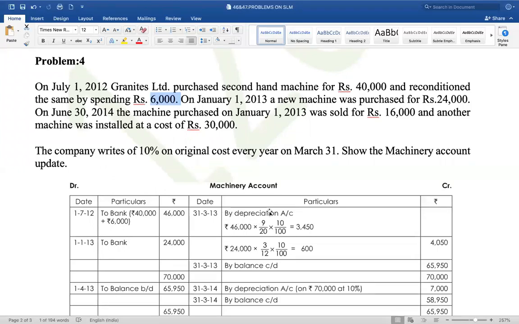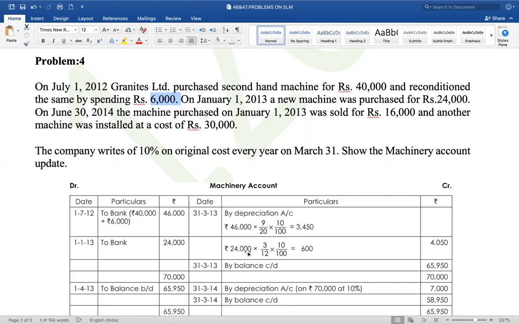For the depreciation account, 46,000 is the value, into 10%, so 4,600 is the total depreciation, but that is to be calculated only for 9 months. So 9 by 12. This is 9 by 12 month, not 9 by 20. It is a typing error. So 46,000 into 10 by 100, that's 10%, into 9 by 12, because it's used only for 9 months. The value that you get is 3,450.